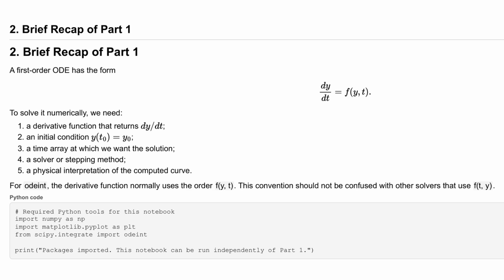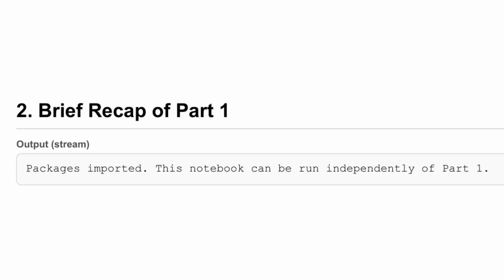A first-order ODE relates the rate of change of a variable to the variable itself and time. To solve it with SciPy's odeint function, we need a derivative function, an initial condition, and a time array. We start by importing our standard tools: NumPy, Matplotlib, and odeint. The output confirms our packages have loaded successfully. We are now ready to tackle our first physical model.